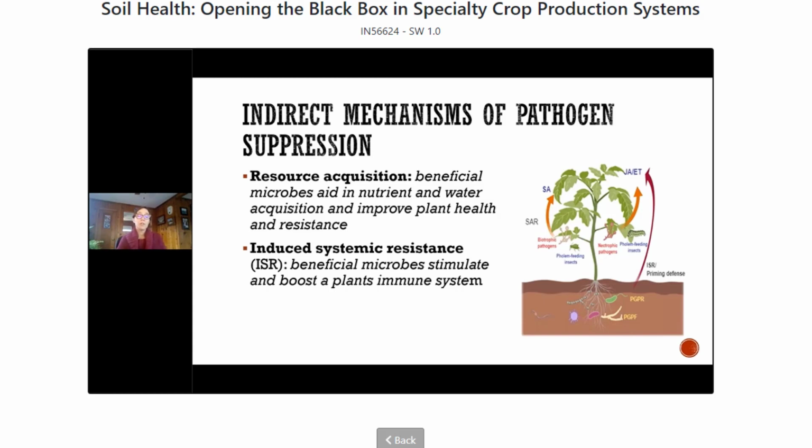Then there's also this phenomenon that we're very interested in my lab called induced systemic resistance, where the beneficial microbes actually elicit an immune response in the plant. So it's basically like the plant stimulates and upregulates its immune system so that when it is attacked later, it's able to respond much more quickly to shut down the pathogen, similar to a vaccine that we would think about for ourselves in withstanding attack by viruses.